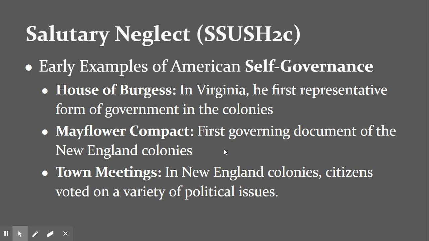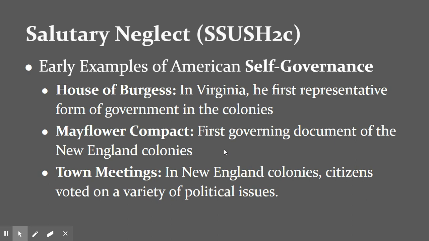Okay, so the first one is the House of Burgess. This is in Virginia. It's the first representative form of government in the colonies. So if it's ever on your test, if I ever ask you an extra credit question, the first ever government to be set up in the Americas was the House of Burgess. Second thing, the Mayflower Compact, the first governing document of the New England colonies. So in the New England colonies, the first ever thing to be signed was the Mayflower Compact.